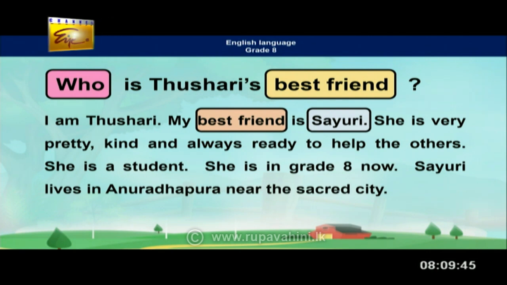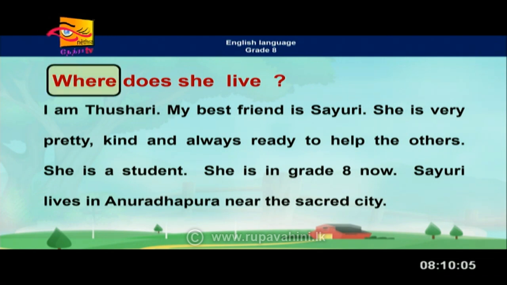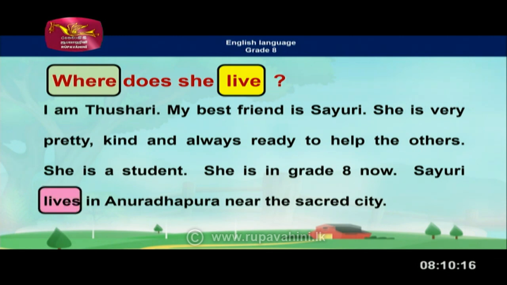So, that is how you can find the answers, my dear children. You have to find the question word and then the main word or words. Then you can look for those words in the passage. Moving on to the next question. Where does she live? What is the question word there? Where? Yes. And the main word? Live. In the passage, where can you find these words? Live is there. So, what is the place? Anuradhapura? Yes. So, where does she live? She lives in Anuradhapura.